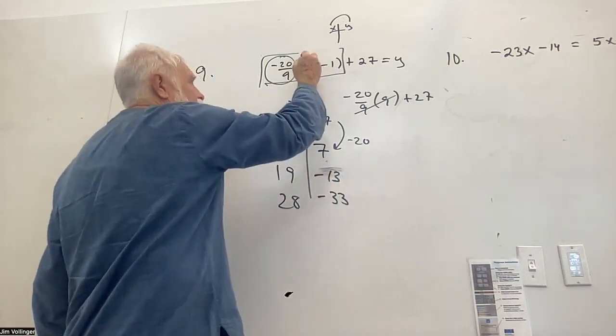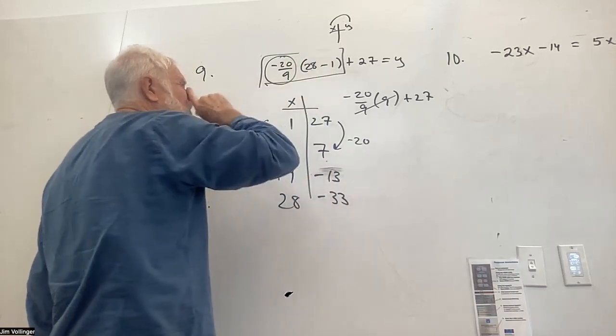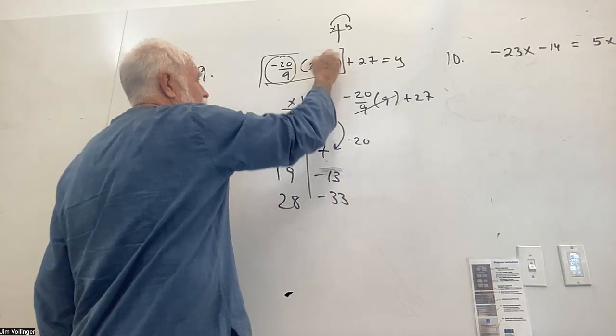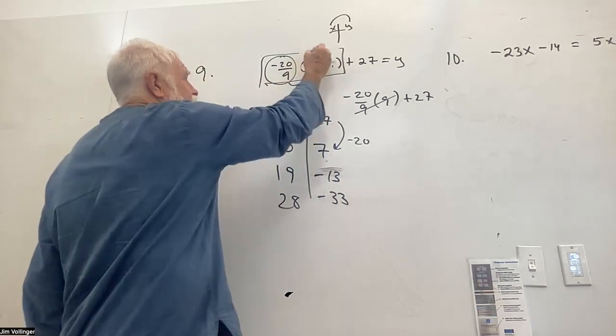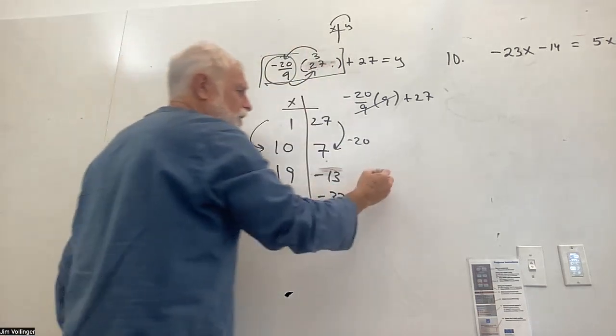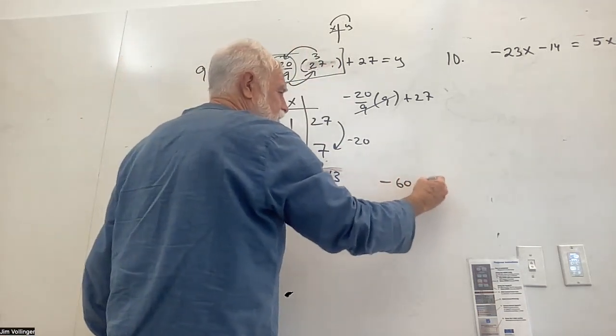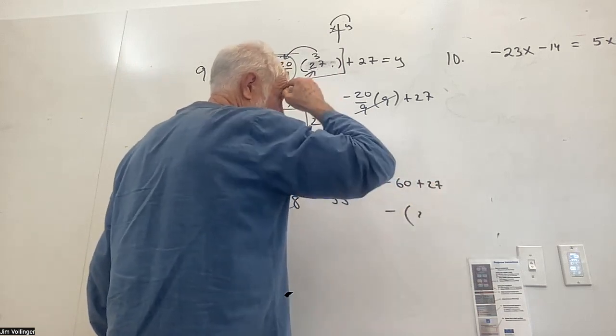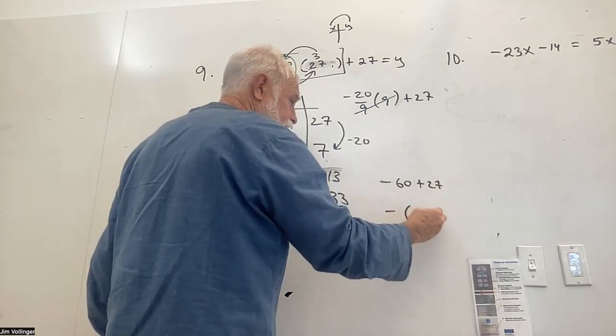So let's just check it. 28 minus 1, 27. Oh, I like that. 9 goes into 27 3 times. 3 times minus 20 is minus 60 plus 27. Minus 60 plus 27, which is the opposite of 60 minus 27.